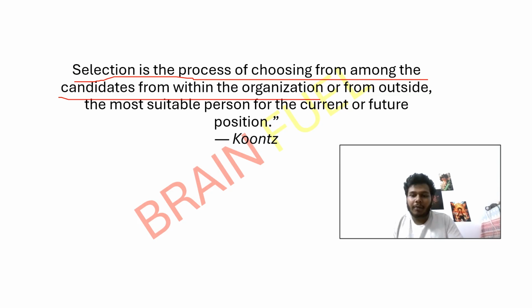So, what it means by within the organization is, like, if they are looking for a team lead role, they can select within the organization. If an employee who is at a low level of the organization is doing great things at his job and also has leadership skills, he can be chosen for the team lead role. Or from outside, here outside means they can choose an employee or a team leader from outside the organization, the most suitable person for the current or future position.